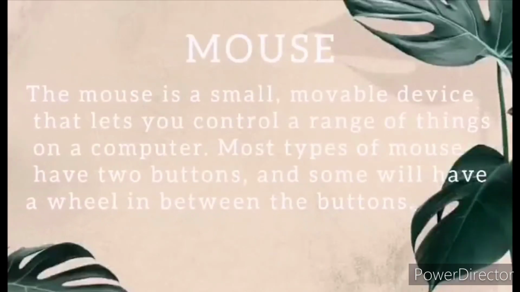Mouse is a small movable device that lets you control a range of things on a computer. Most types of mouse have 2 buttons and some will have a wheel in between the buttons.